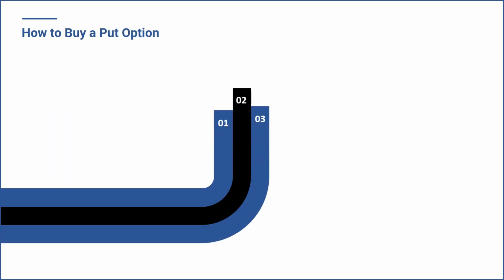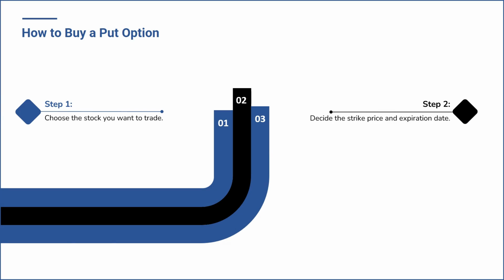How to buy a put option. Step one, choose the stock you want to trade. Step two, decide the strike price and the expiration date. Step three, pay the premium to purchase the put option.